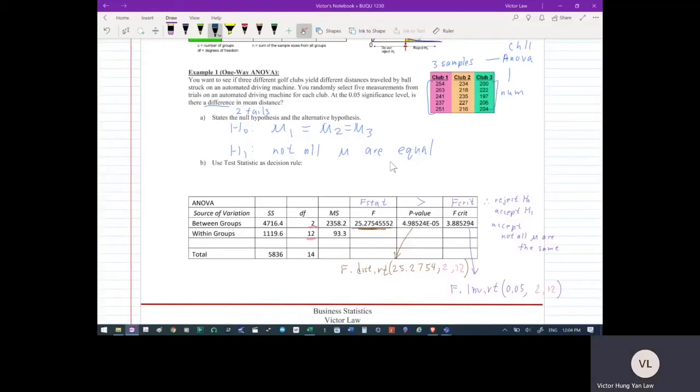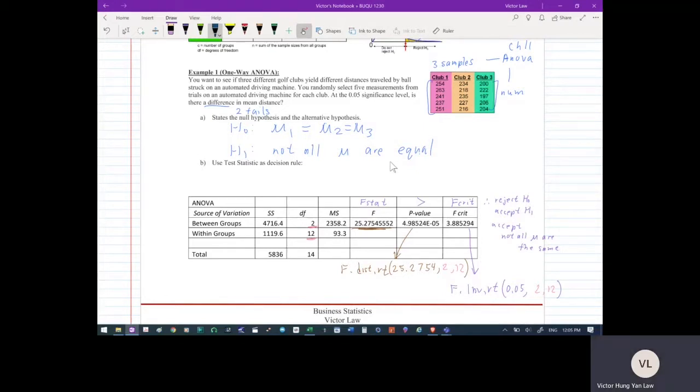Example 1: you want to see if 3 different golf clubs yield different distances traveled by a ball struck on an automated driving machine. You randomly select 5 measures from trials on an automated driving machine for each club. At the 5% significance level, is there a difference in the mean distance?